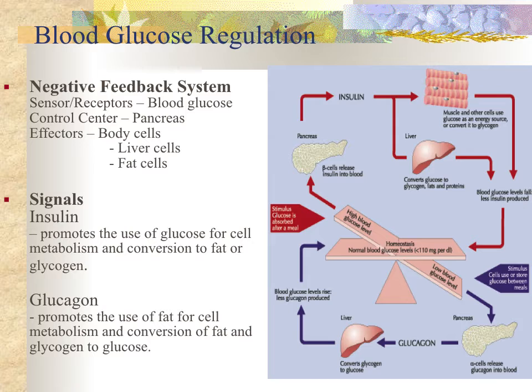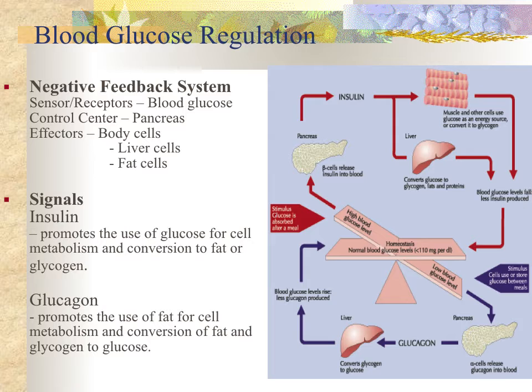And then the control center is in the pancreas. Cells in the pancreas respond to these receptors by producing hormones. Okay, and then effectors will be body cells, liver cells, and fat cells. So if blood glucose levels rise, like after we eat a meal, okay, that's detected, and beta cells in the pancreas respond by releasing insulin and sending insulin into the blood.